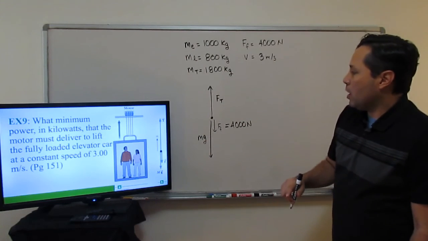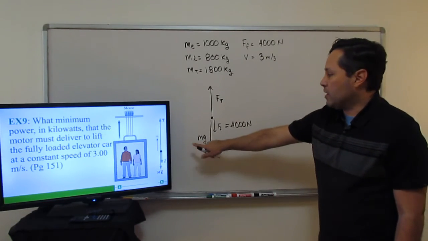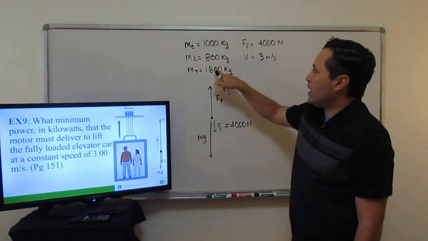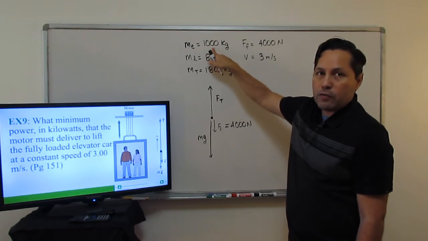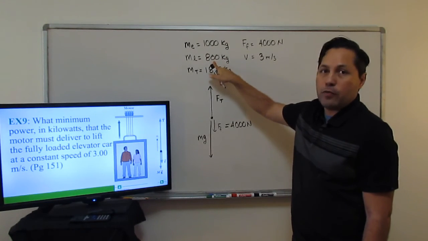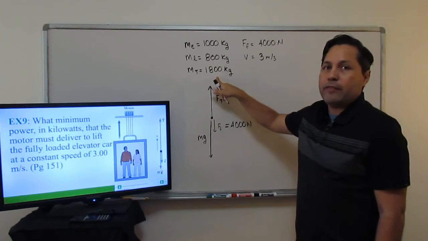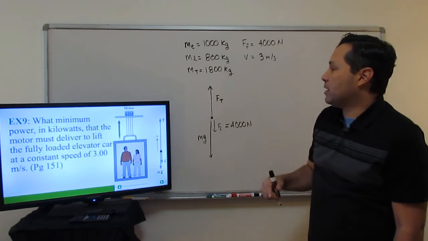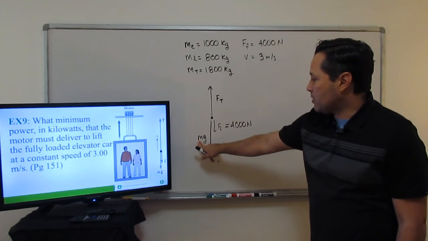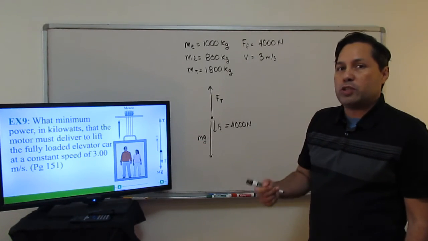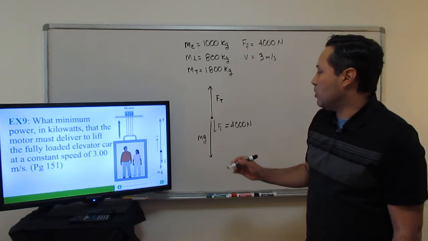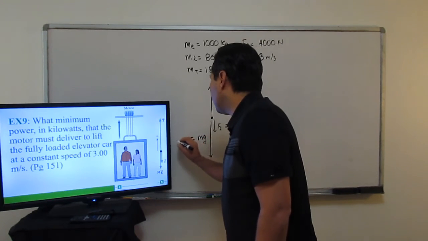And for the force of gravity, it's mass times gravity. So we know that it's 1,000 for just the elevator and 800 for the load. That will be the people inside the elevator. So total mass for the elevator fully loaded will be 1,800 kilograms. Multiply the mass 1,800 kilograms times gravity, which you're going to use 10 meters per second squared. That's going to give us a force of 18,000 newtons.